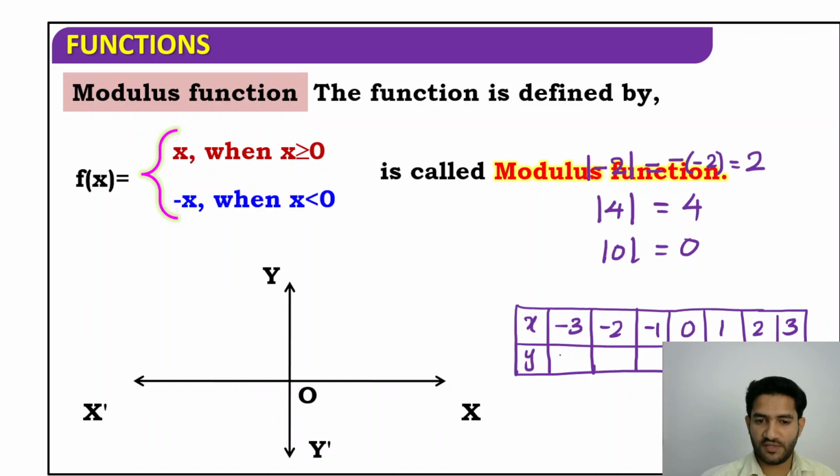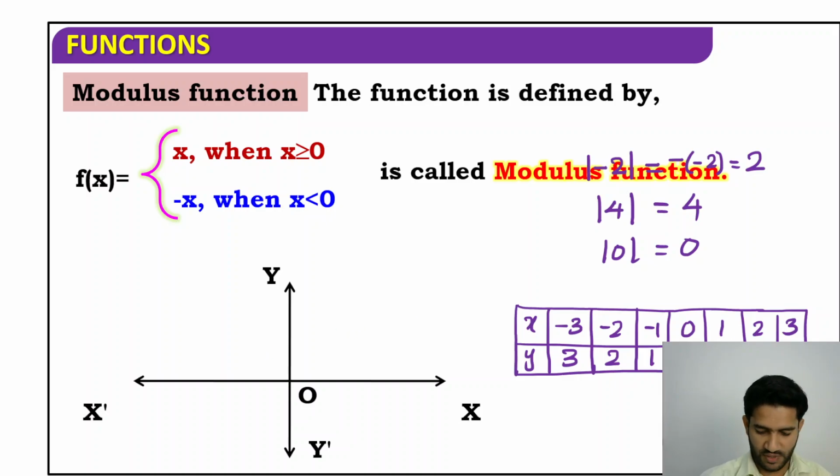-3, modulus of -3, it is 3. Modulus of -2, it is 2. Because modulus means find the absolute value, or find the positive value. It is 1, 0, 1, 2, 3. It is like an identity here from the right side. From the right side of 0, it is like an identity function.